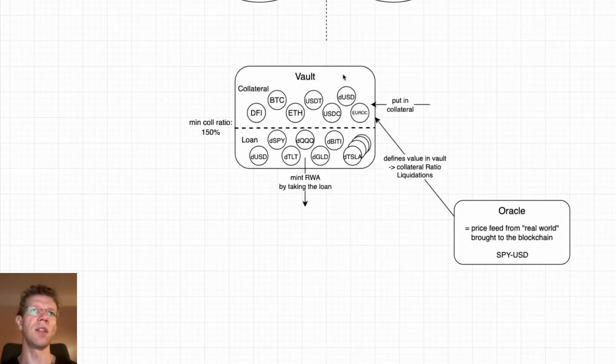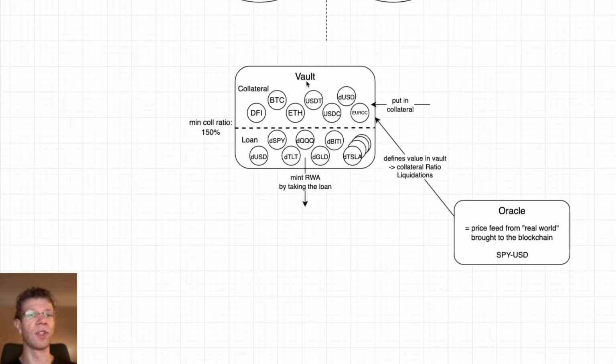And as soon as you have that, the consensus knows what your collateral is worth in dollars, and the consensus knows what your loans are worth in dollars, and therefore can calculate if you are above or below your minimum collateral ratio, and if you're below, you get liquidated. The vault gets liquidated, and the whole thing is stabilized. So that's how the vault knows that.